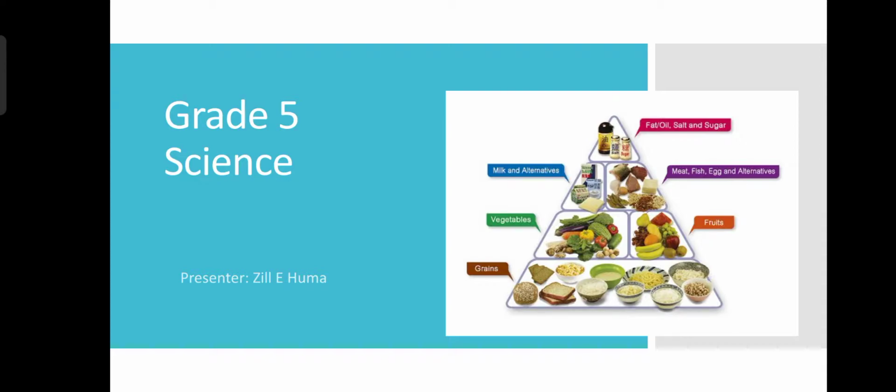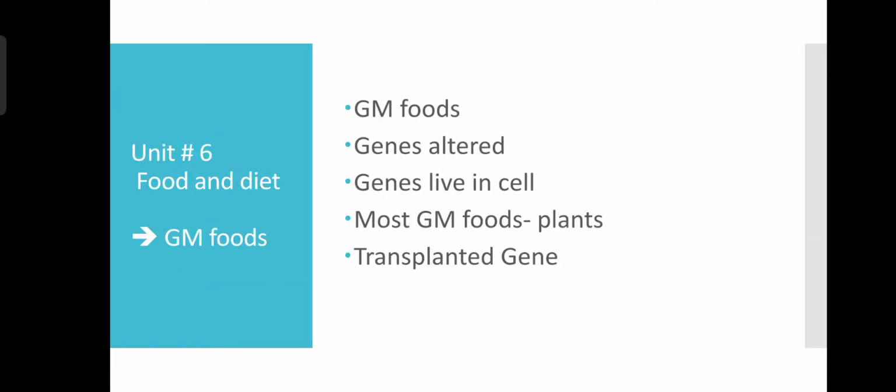This is your science lesson, and in today's lesson, we'll learn about GM crops, how GM crops can be good or they can be bad. GM foods, GM organisms, or GM crops, right? In previous lectures, you have learned about what are GM foods. GM foods have genes altered or new genes added to them.